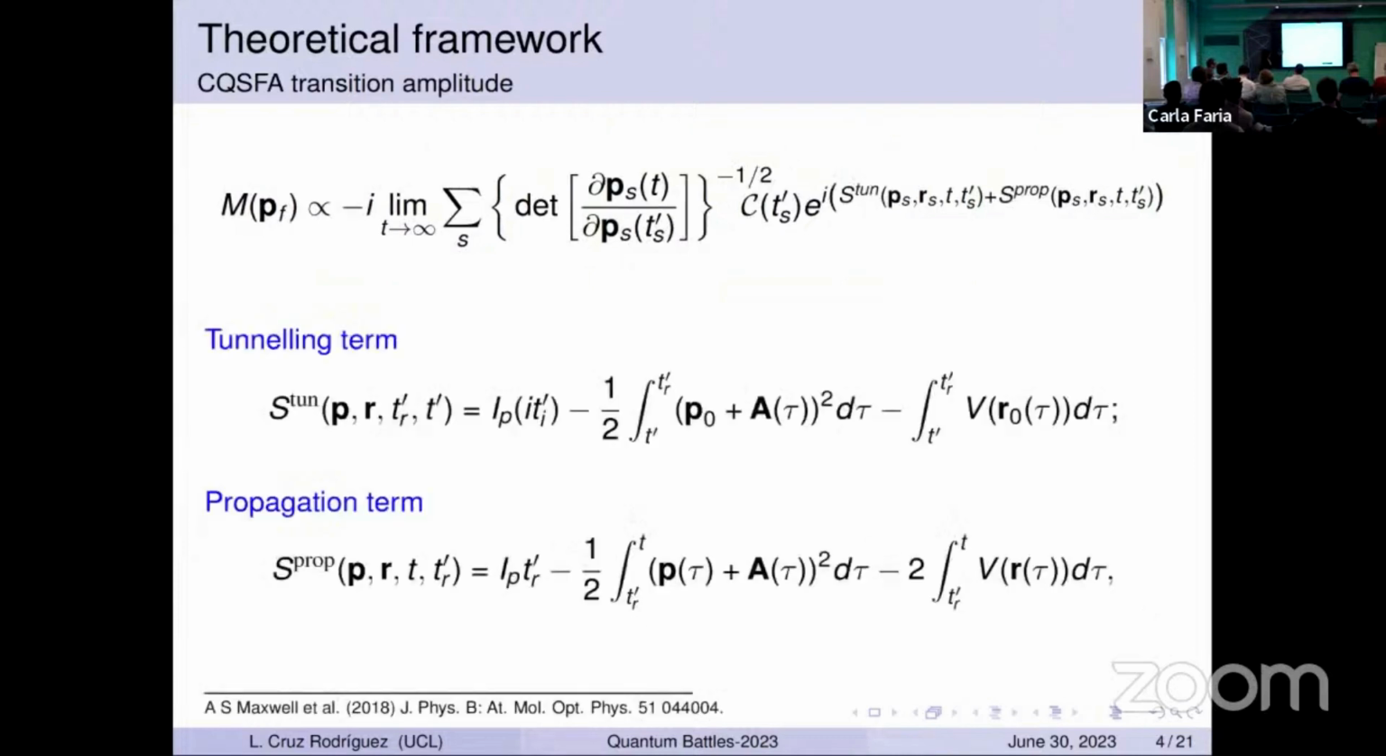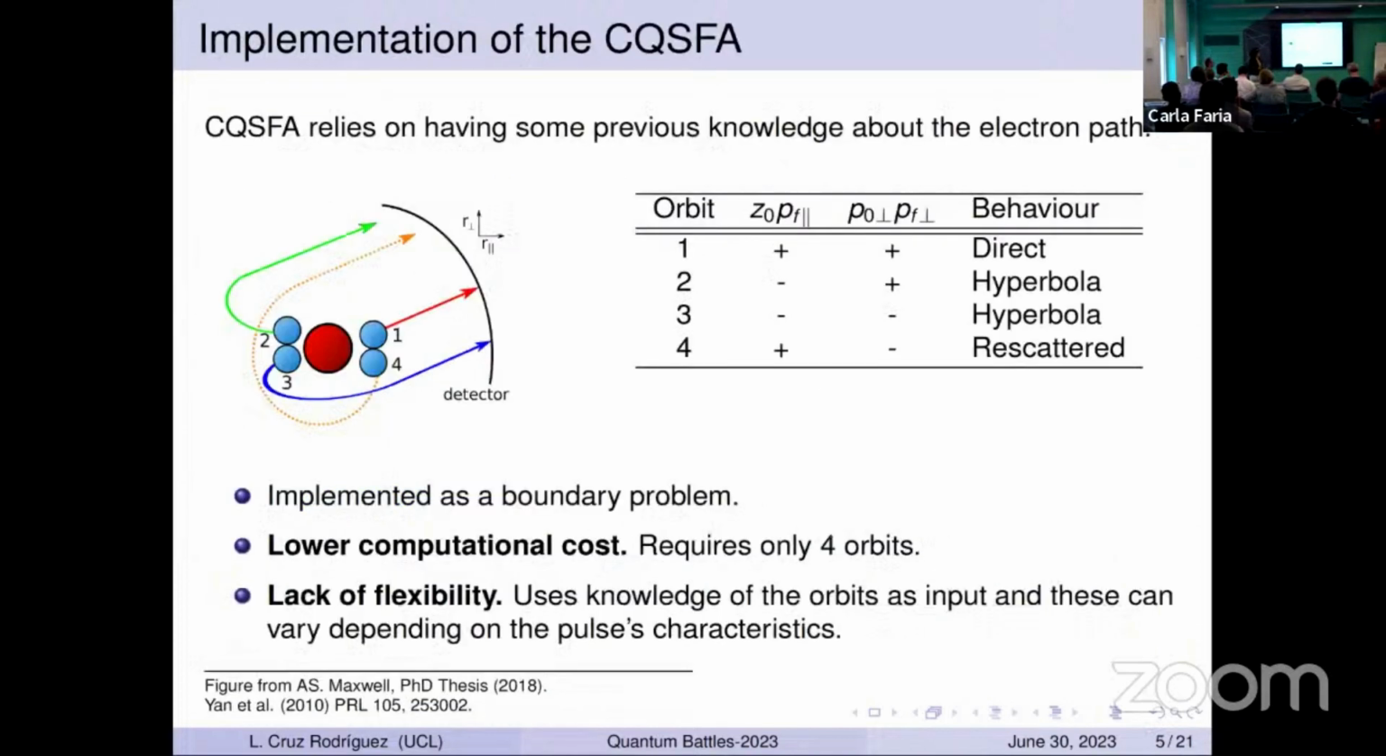This is the form of this action, just to show you that we have the Coulomb potential during the under-the-barrier part and during the propagation part. And how is the CQSFA implemented? One important thing you need to understand, and this is what makes CQSFA different from other methods, is that it is implemented backwards. You know what you have at the detector, the final photoelectron momentum distribution, and you want to know what you need at the beginning in order to have this final photoelectron momentum distribution.